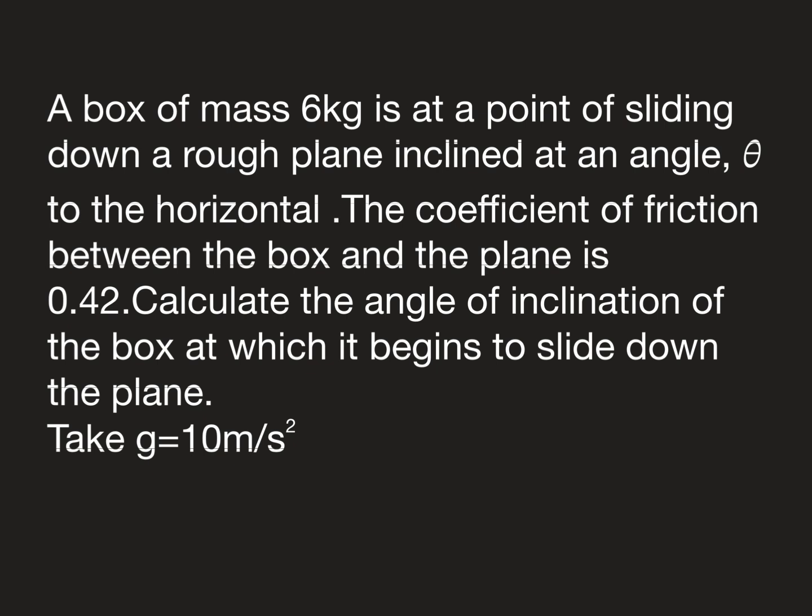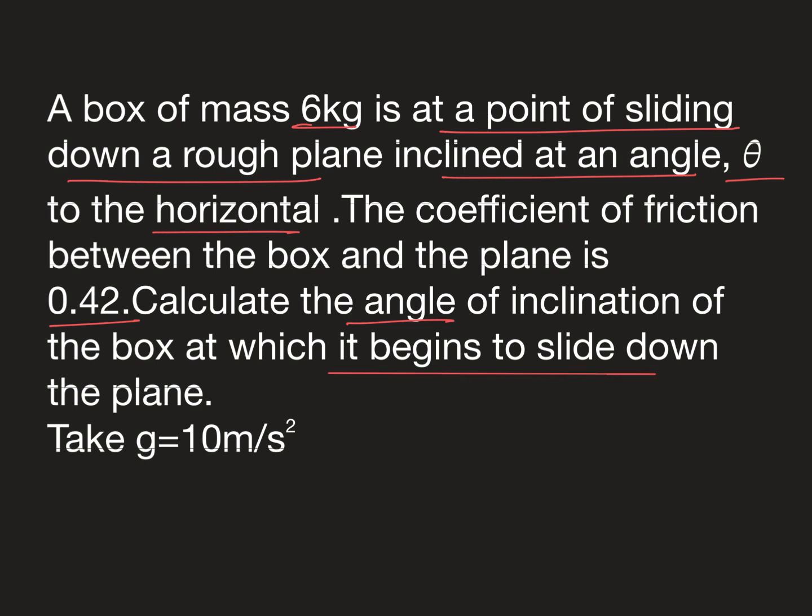We have another question in front of us that reads, a box of mass 6 kilograms is at a point of sliding down a rough plane inclined at an angle theta to the horizontal. The coefficient of friction between the box and the plane is 0.42. Calculate the angle of inclination of the box at which it begins to slide down the plane.